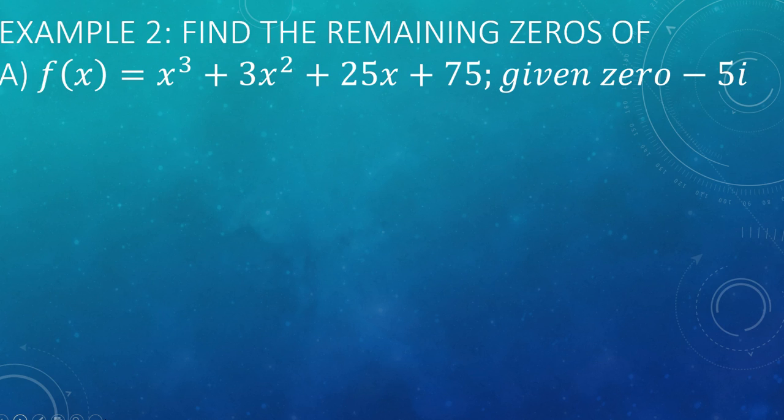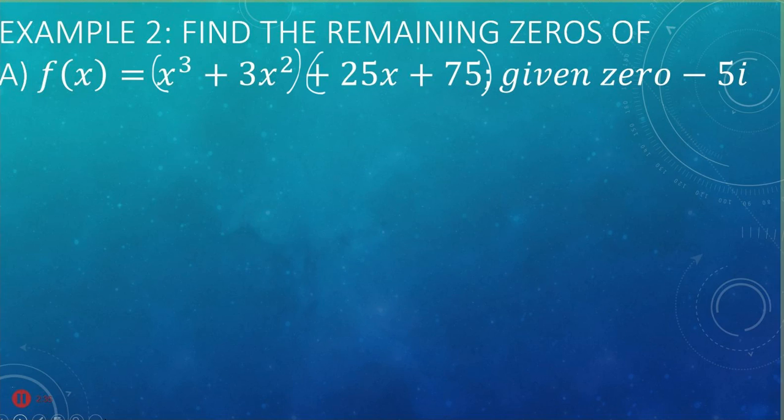So let's look at example 2, and we have a function, and they gave us one root. Now for this one, when you look at this function, it can actually be factored. So in order to find our remaining roots, we are going to factor it using the grouping method. When you factor by grouping, you simply place the first two terms in parentheses and the second two terms in parentheses, and you take out your greatest common factor.